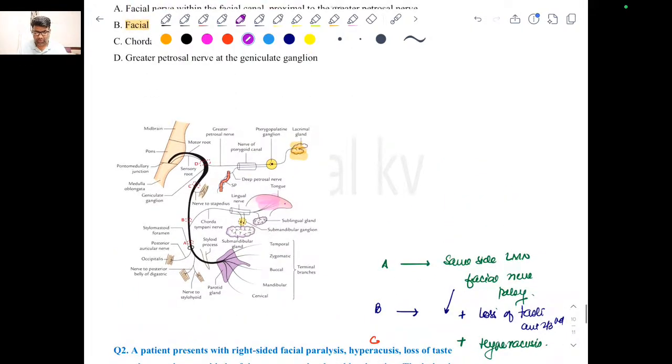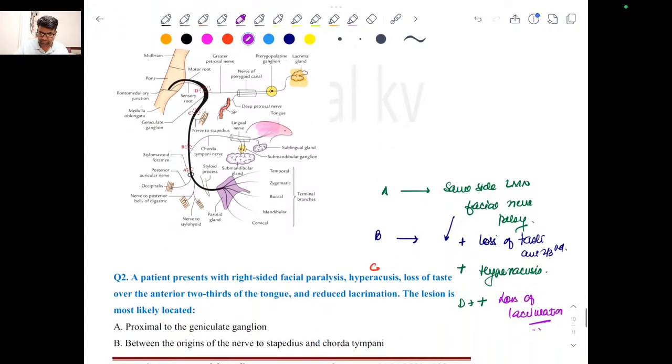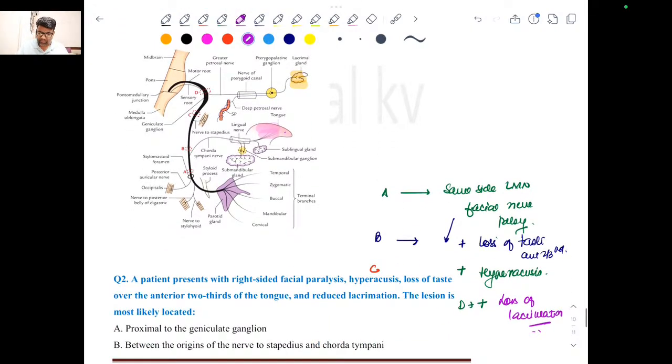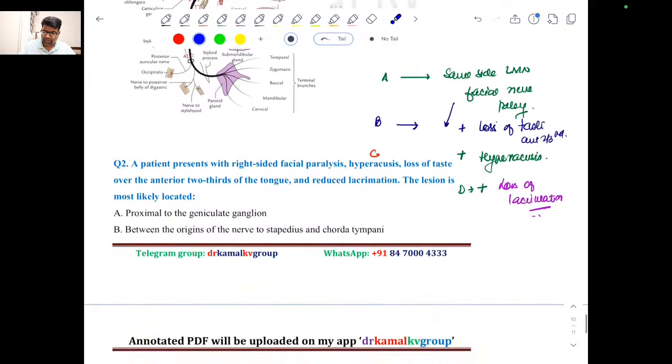Now this is purely a NEET PG, or you can say even INICET level of question, very difficult, but yes, you need to remember just 2 points. A is stylomastoid, B is just above the chorda tympani, C is just above the origin of nerve to stapedius, and D is just above the origin of greater petrosal nerve, which is going to the lacrimal gland. Okay, so this is how you should remember.